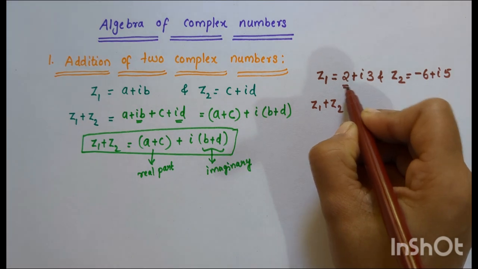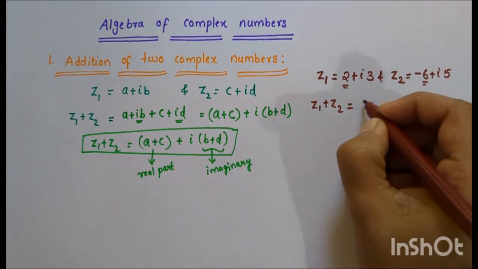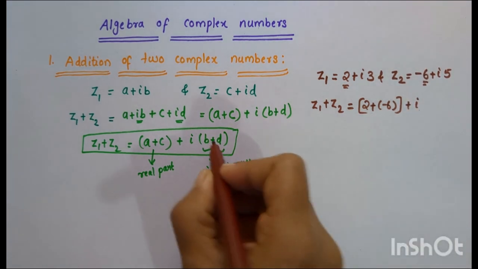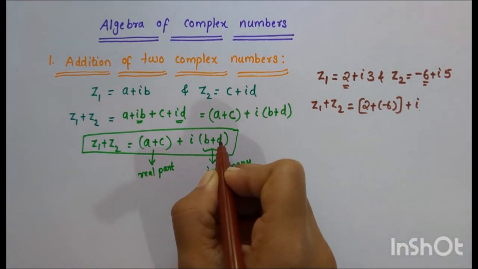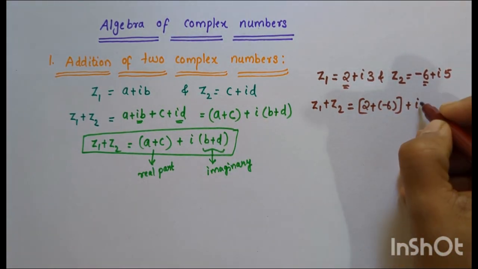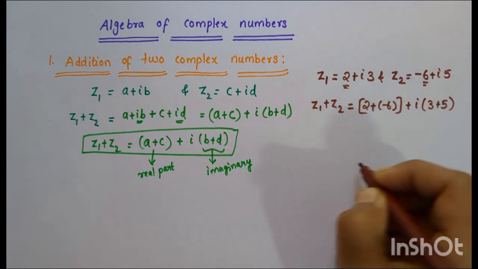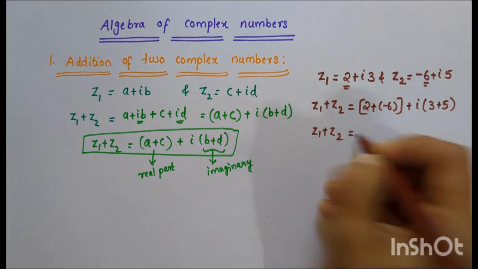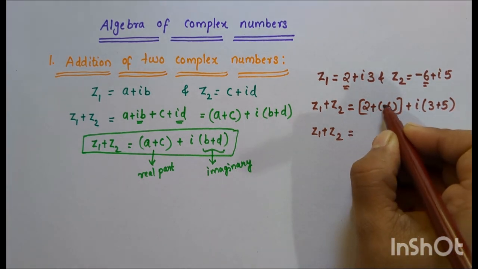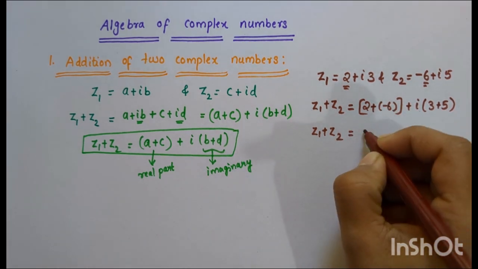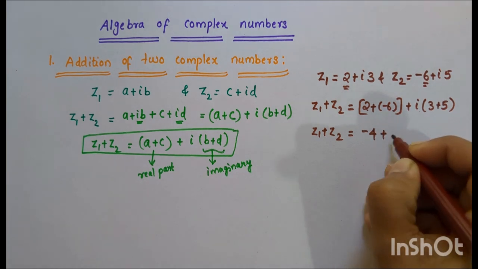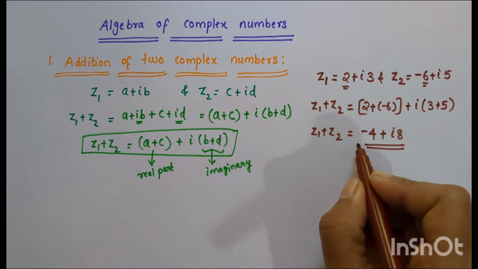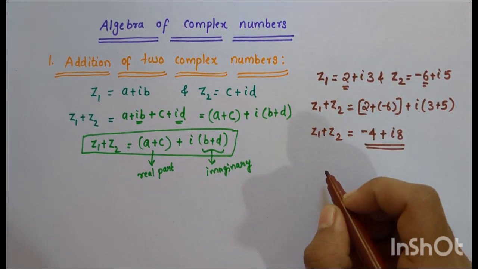So here the real part is 2, here minus 6, so 2 plus minus 6. Okay, plus i into the sum of the imaginary parts of the two complex numbers, so 3 plus 5. Okay, so here we can write it as z1 plus z2 is equal to 2 plus minus 6, plus minus becomes minus, so 2 minus 6 is minus 4, plus i into 5 plus 3, 8. So you see, this is how we add these two complex numbers.